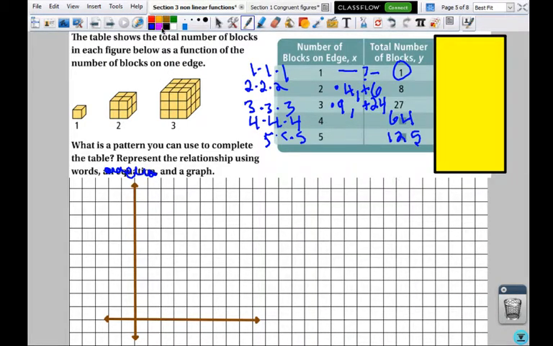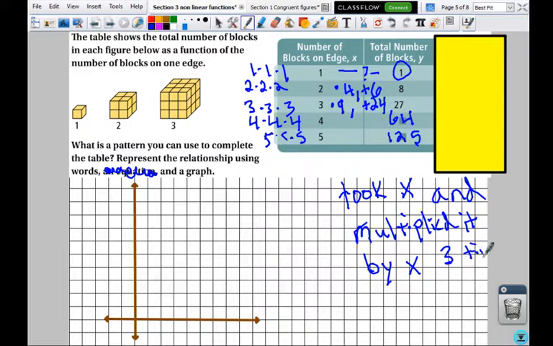We're going to represent this with words. So, when we look at this, we just took the x and we multiplied it by itself 3 times, right? So for my words, I'm just going to say that. I'm going to say I took x and multiplied it by x 3 times.